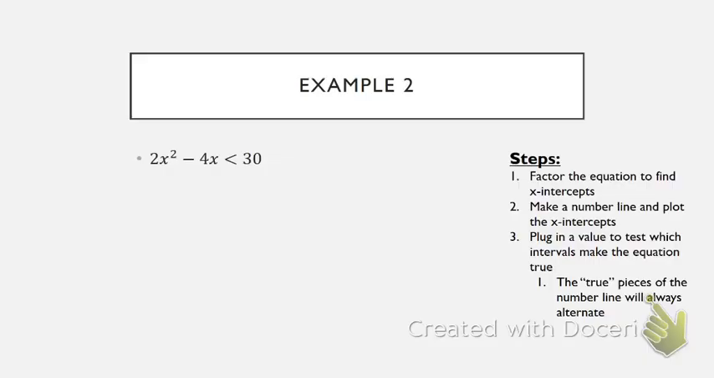All right, so our second example, I only have 2. So here, I need to make sure that everything is on one side of the equation. So I need to move the 30 over. Then I need to factor. So I'm going to do that in blue again. I'm going to come over here and factor. So 2x squared minus 4x minus 30.